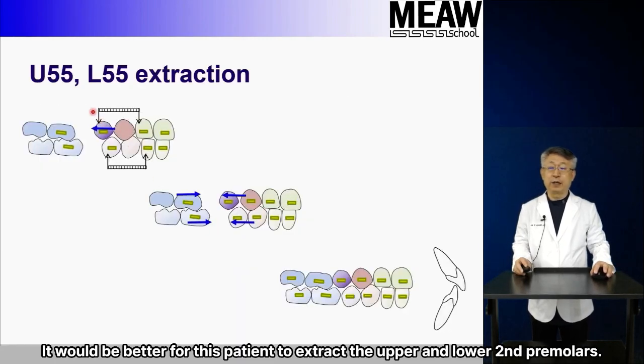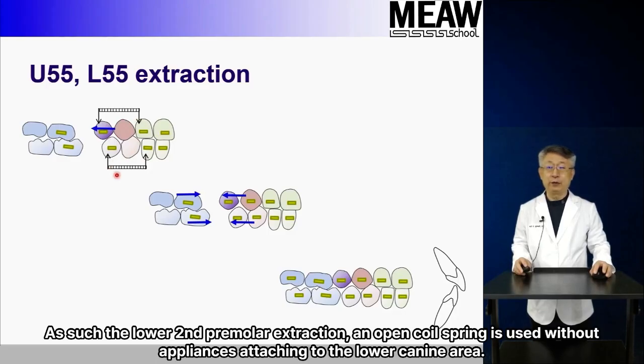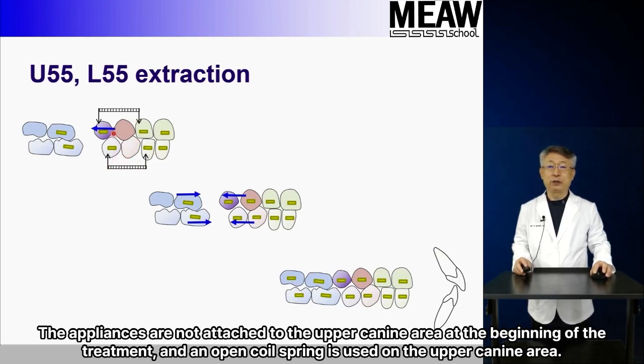It would be better for this patient to extract the upper and lower second premolars. In the second premolar extraction cases, what should we do? As such, for the lower second premolar extraction, an open coil spring is used without appliances attached to the lower canine area. The appliances are not attached to the upper canine area at the beginning of the treatment, and an open coil spring is used on the upper canine area.